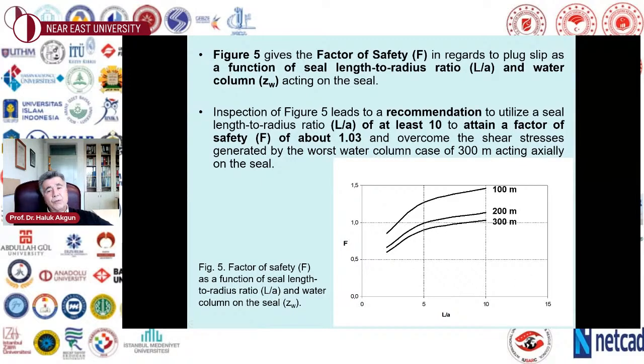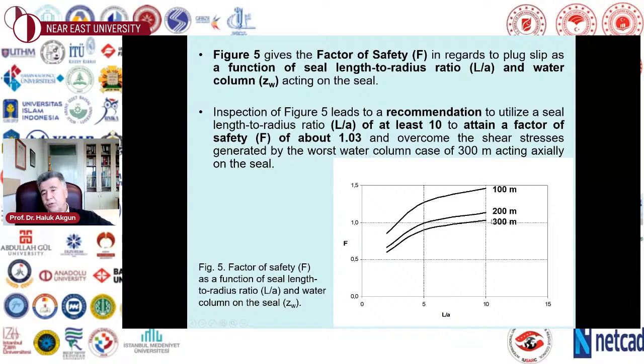So if we were to have a water column height of only 100 meters, for a factor of safety of 1 for the limiting equilibrium case, we could get away with maybe a length to radius ratio of 3, as you can see from this chart. But if there's a water column physically there of up to 200 meters thick, then we can use a length to radius ratio for this mixture of 5, which satisfies the factor of safety.